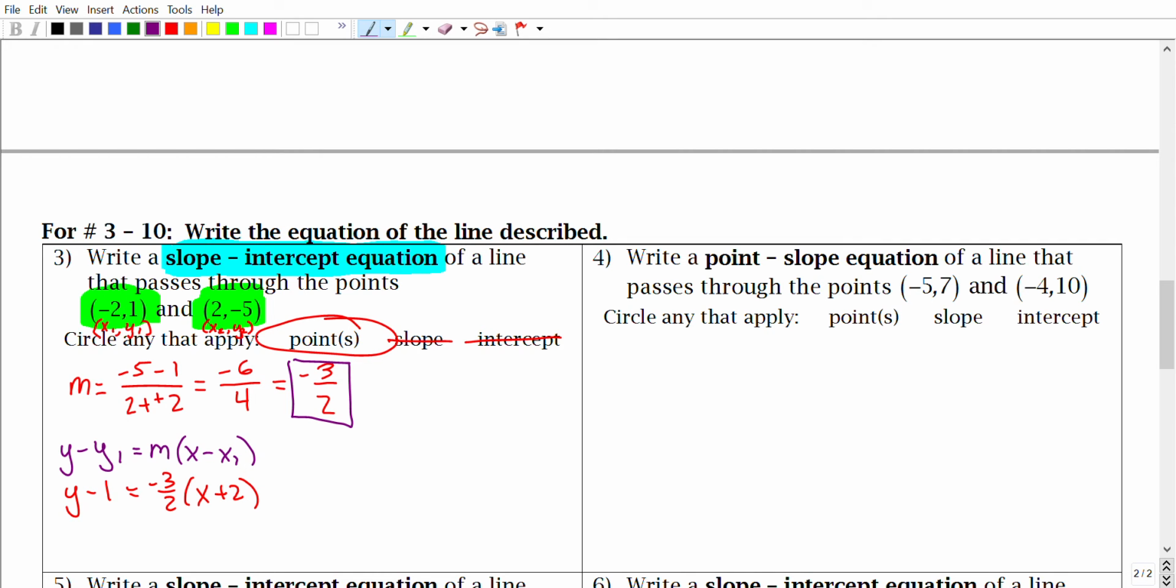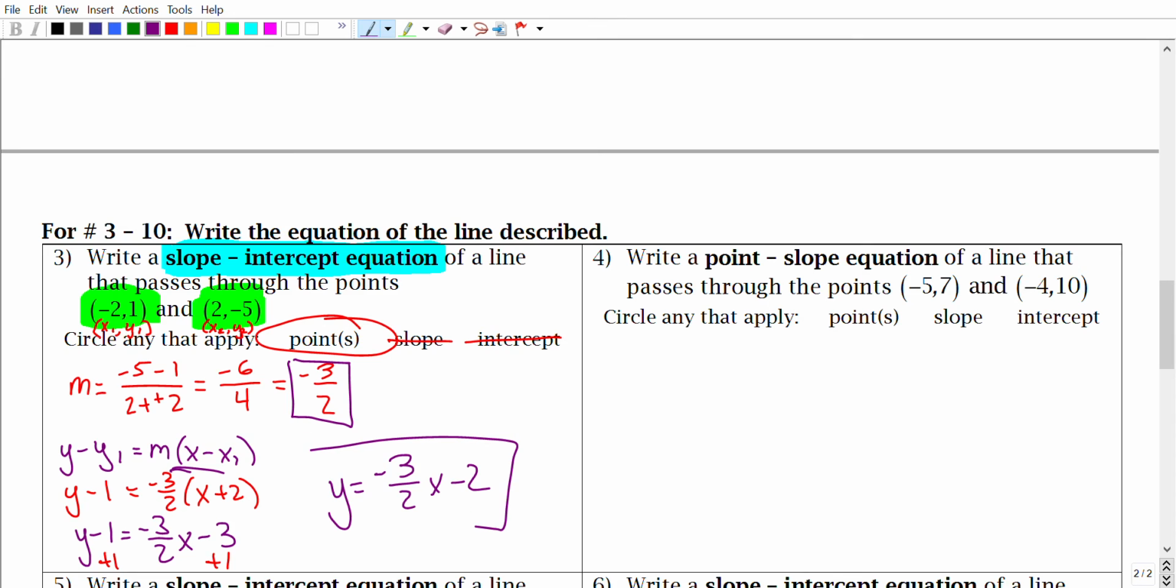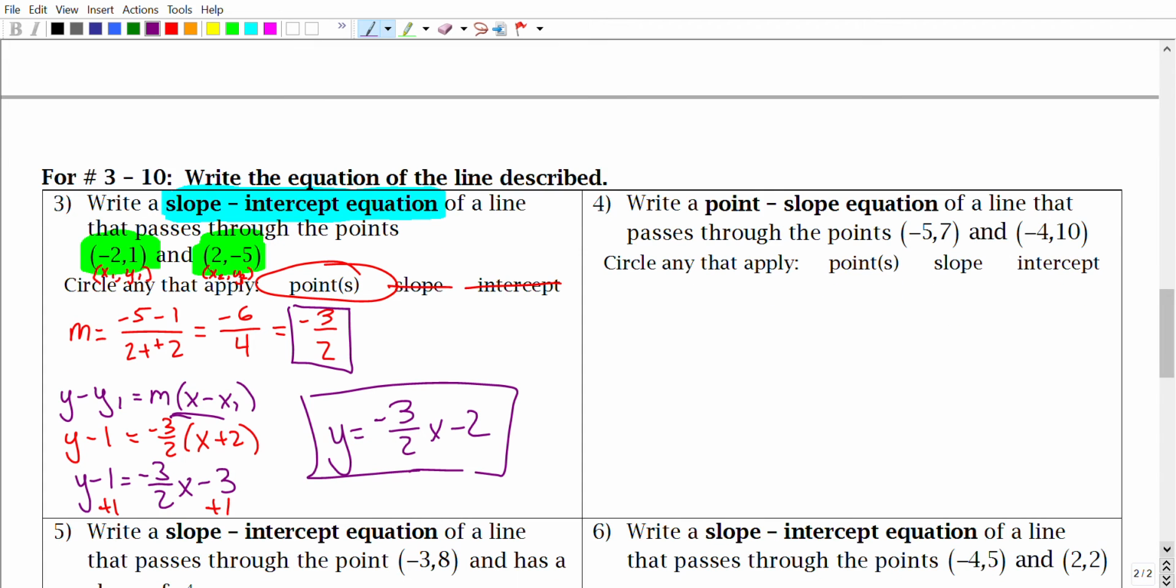From here, we know that we have to distribute to get to slope-intercept form. So I get y minus 1 equals -3 halves, x minus 3. Okay, -3 halves times 2 was just a -3. Last step is to add 1 to both sides to give me a final answer of y equals -3 halves x minus 2. All right, so I hope you guys got similar answers, okay? If you did, go ahead and move on ahead.